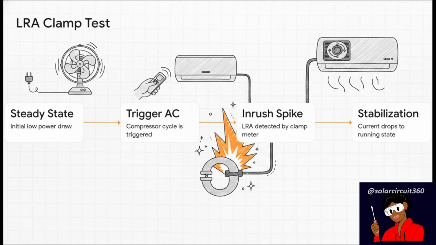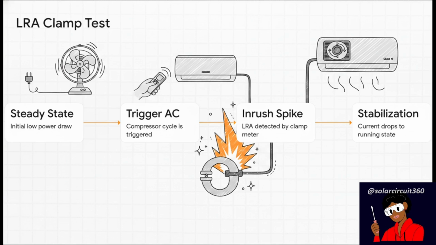The cool thing is, we don't have to just rely on textbook theory here. We can actually watch this phenomenon happen in real time with a clamp meter. Step 1, we look at the initial steady state, pulling barely any power. Step 2, we trigger the compressor cycle. Bam. Step 3, the clamp meter catches this massive inrush spike. This is the LRA in action, hitting that huge multiplier we just talked about.